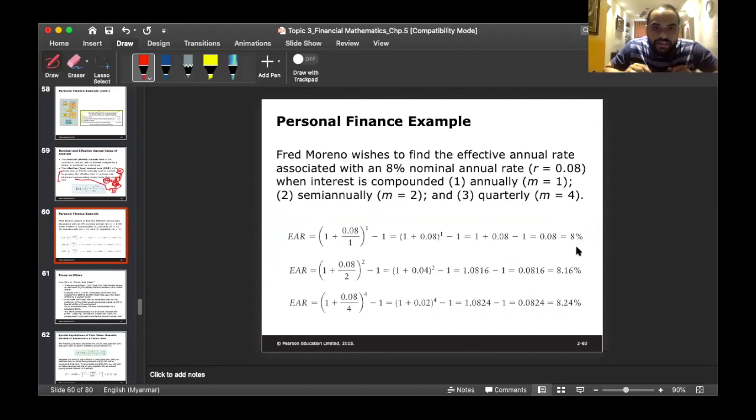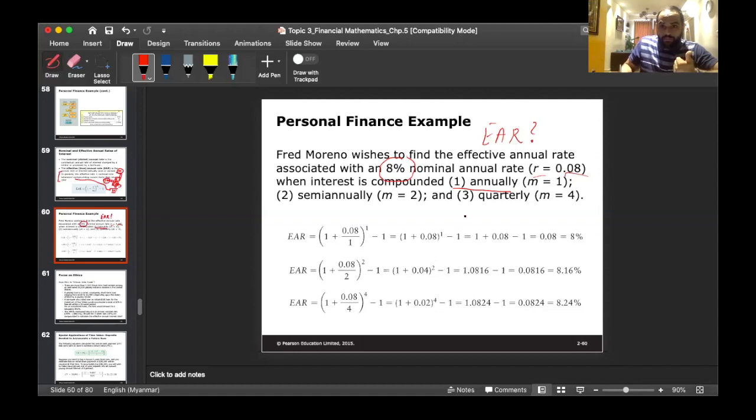So here is a question: Fred Moreno wishes to find the effective annual rate. Find EAR, all right? Associated with an 8% NAR, right? So NAR or NIR. As I said, without this NIR or NAR, we cannot calculate EAR. So 8% is NAR, which is R. When interest is compounded annually, what is EAR?